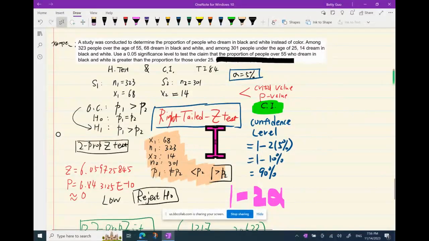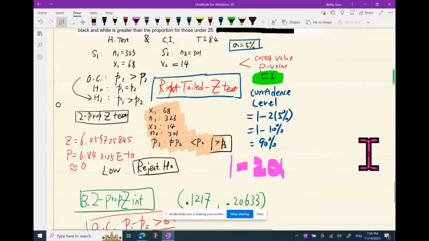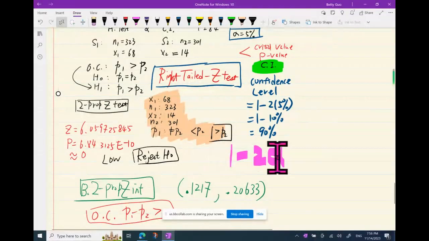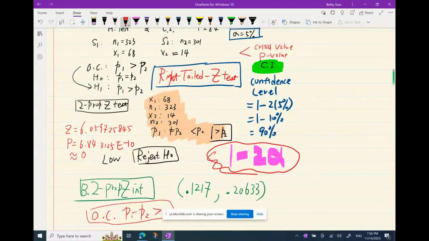If the test is a one-tailed test, we must use 1 minus 2 alpha. Do you see the bright purple color? We must use 1 minus 2 alpha to find the confidence level, because we do need the confidence level, and then go to the calculator to apply 2 proportion z interval to get a confidence interval. All right, it's okay. We have more questions. I believe when we use it more times, you would remember that, right?